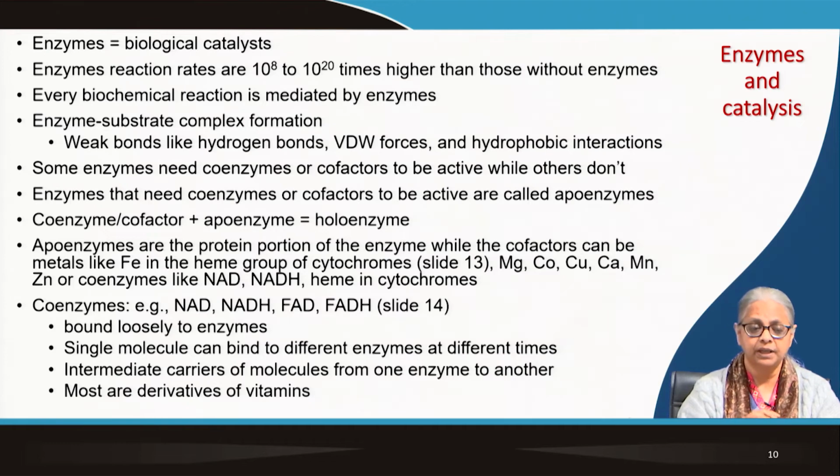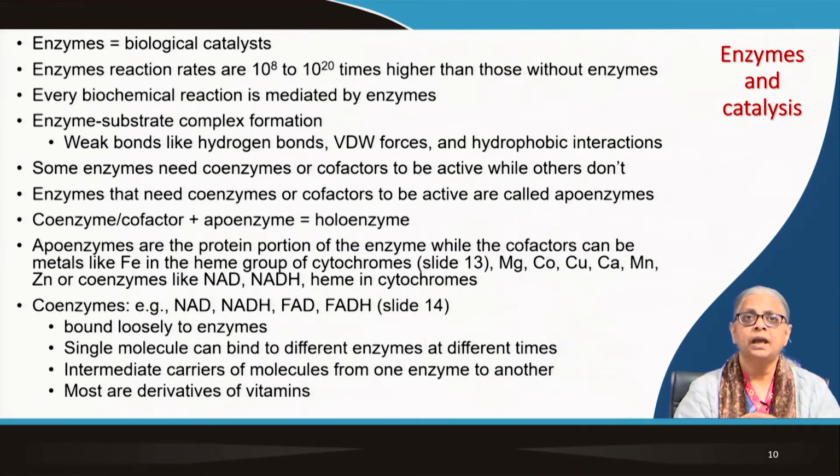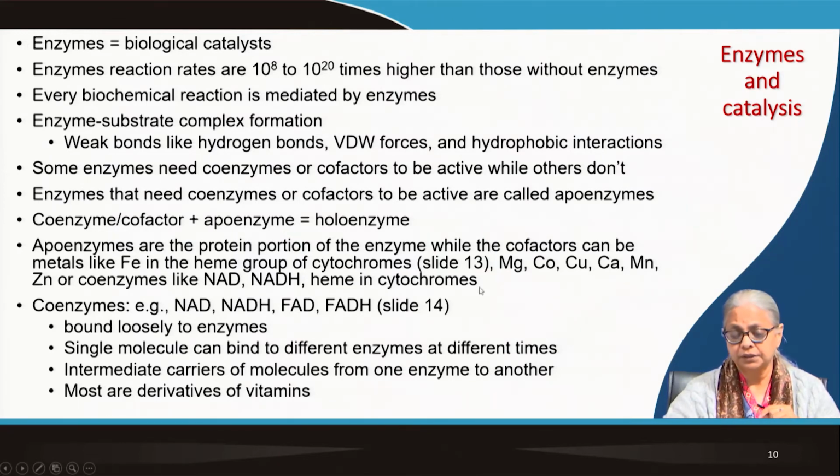So there are different types of enzymes. If there is an enzyme that needs a coenzyme or a cofactor, then that part is obviously called the coenzyme or cofactor, and there is another part that is called the apoenzyme, and the two together are then called the holoenzyme. Holo meaning whole and apo meaning part of the enzyme. The apoenzyme can be the protein portion of the enzyme, and the cofactors can be metals or other elements. So you have iron in the heme group, you have magnesium, cobalt, copper, calcium, manganese, zinc, and you have coenzymes like NAD, NADH, and the heme group in the cytochromes. These are all examples of the cofactors.